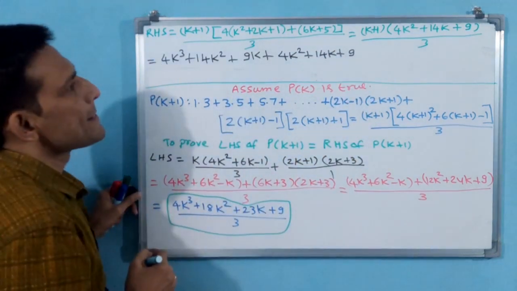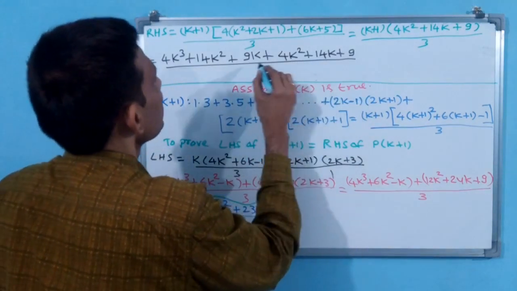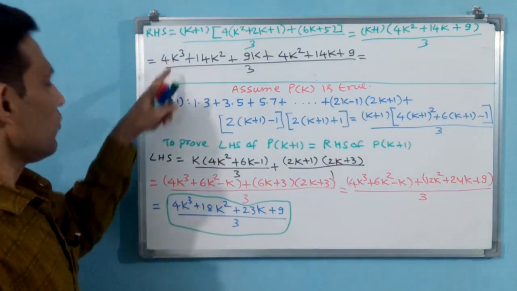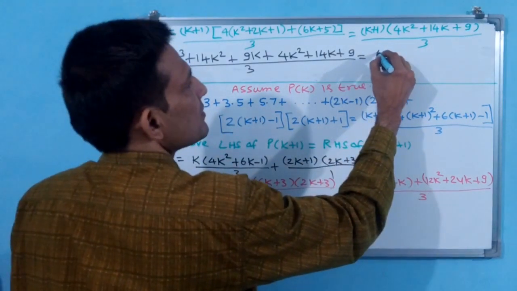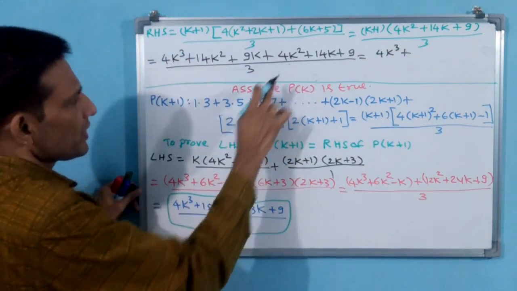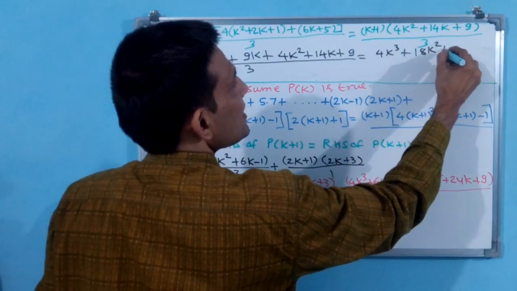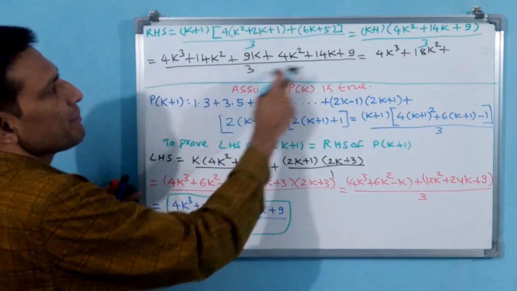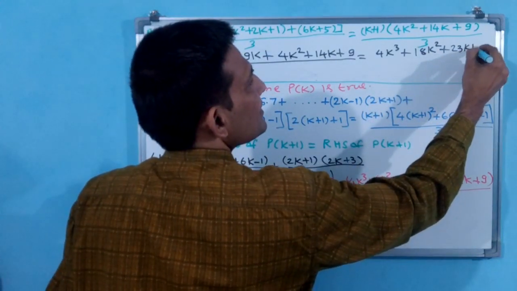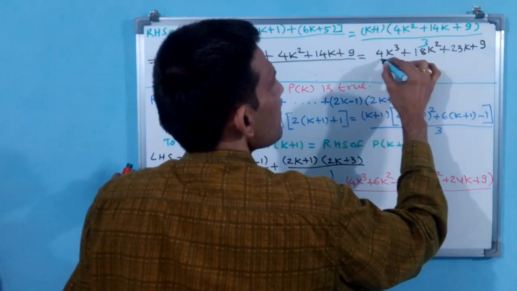Is it okay? Divided by 3. Now you simplify. It has to match this one. 4k cube, 4k cube. Plus 14k square, 4k square, 18k square. You see 18k square. Plus 9k plus 14k, 23k. You see 23k. Plus 9 is 1 only constant. 9 divided by 3.